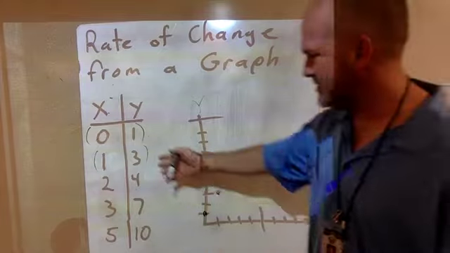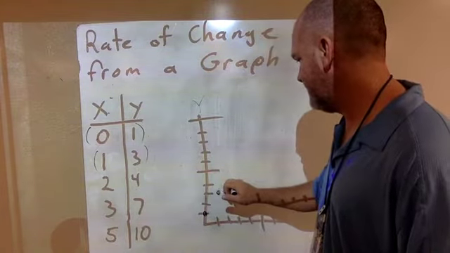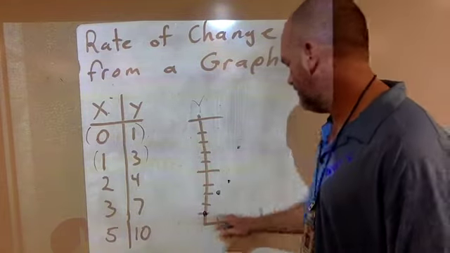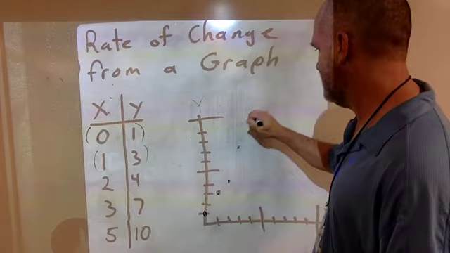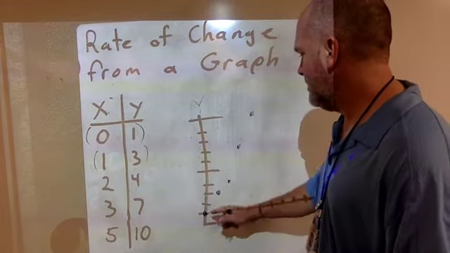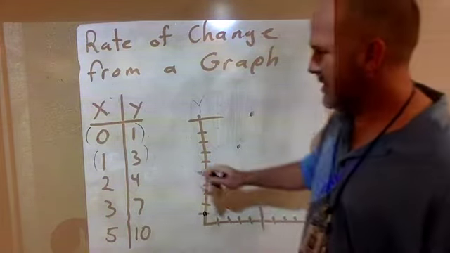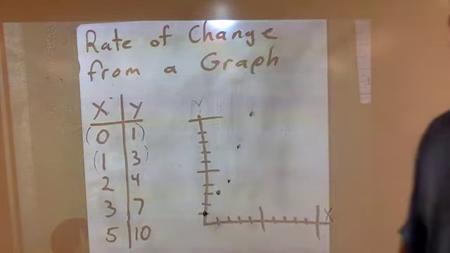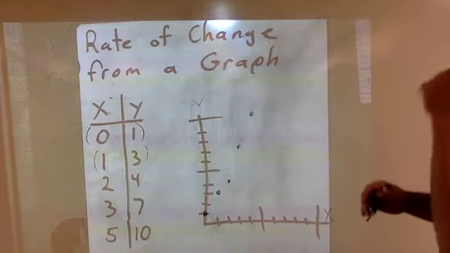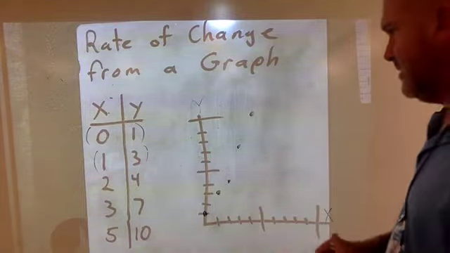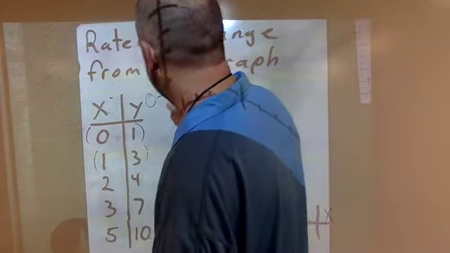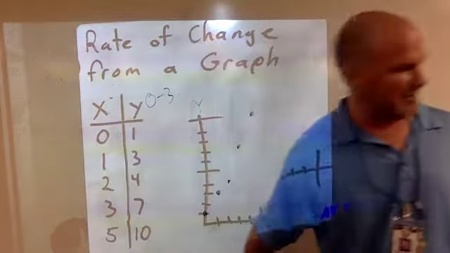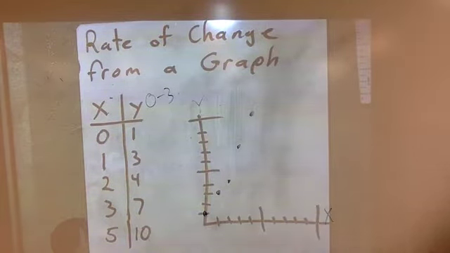And then similarly, so on and so forth, 2 and 4, 3 and 7, 5 and 10. So those are our 1, 2, 3, 4, 5 points that represent our 5 rows in our table. Now we can answer the same question that I just asked you before. What is the rate of change from 0 to 3? But I'm going to erase this table so that you can't do it the old-fashioned way. You've got to look at the graph and figure it out from the graph.